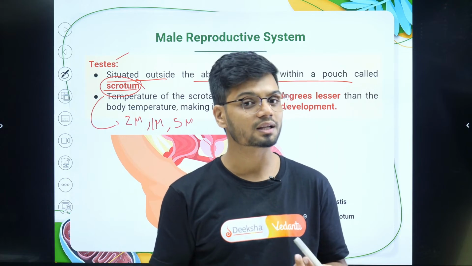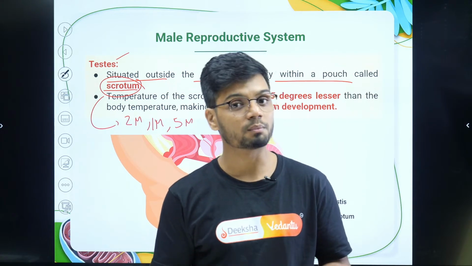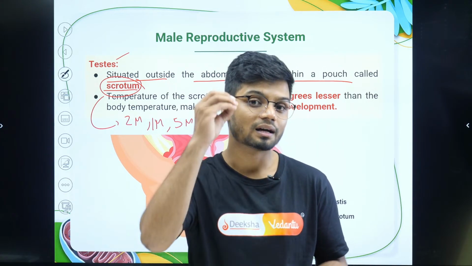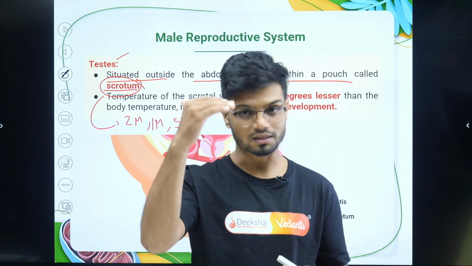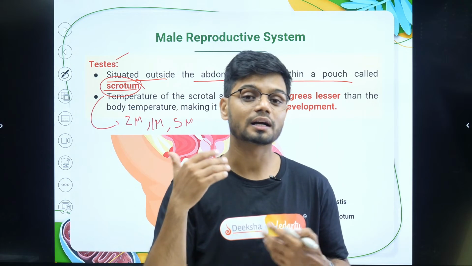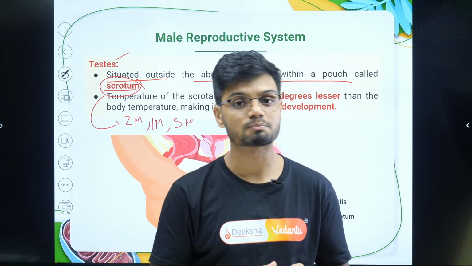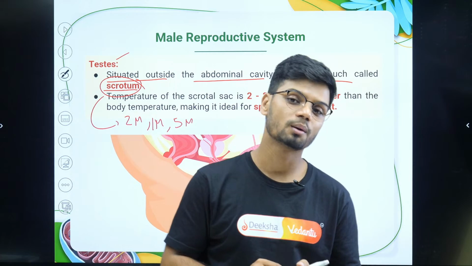If the testis doesn't descend, the testis cannot produce sperm. Why? Because the testis needs a lower temperature than the body to produce sperm. If the testis does not descend, it will not have the cool temperature needed for spermatogenesis. So there will be no sperm production.